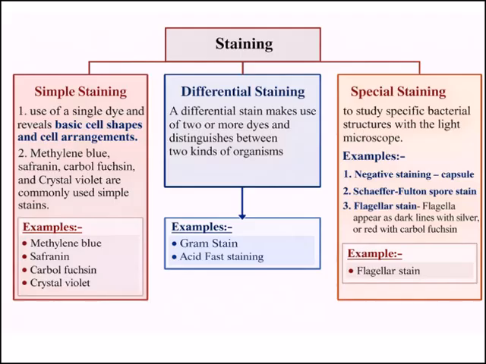The third one is special staining. Special staining techniques are used to demonstrate specific bacterial structures that are not visible with simple or differential stains. The purpose of this technique is to study special structures under the light microscope. Examples: negative staining, capsule demonstration, Schaeffer staining, endospore staining, and flagellar stain to demonstrate flagella. Appears as a dark line with silver or red with carbolfuchsin.